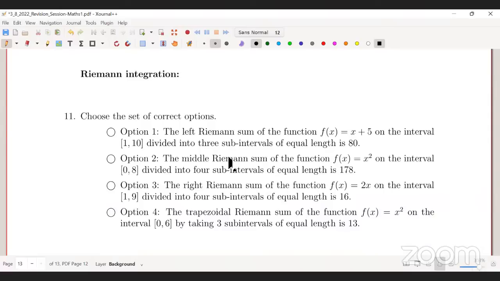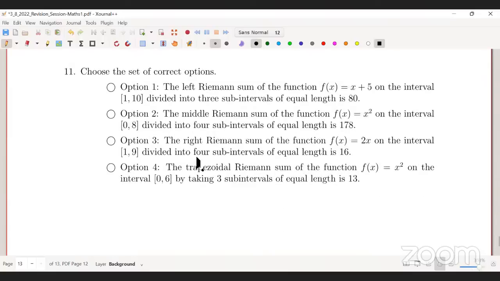So the first option is that you need to find the left Riemann sum of this function. So this is your function, f of x.